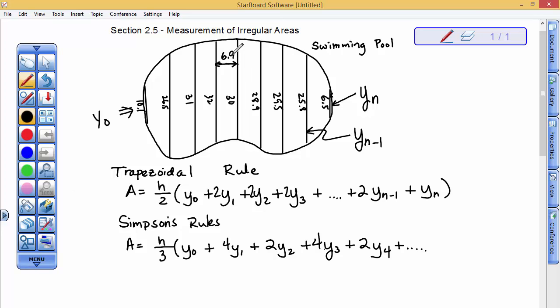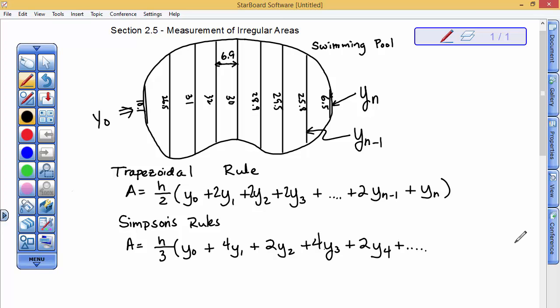So the 6.9 would be divided by 3. You open your parentheses and then you sum up the length of the first line, the 10.1. But now instead of 2 times and 2 times and 2 times, you notice the pattern of 4 times the next line, 2 times the next line, 4 times the next line, 2 times the next line. So it's always the first line plus 4 times, then 2 times, then 4 times, and then 2 times, and then 4 times, and then 2 times.